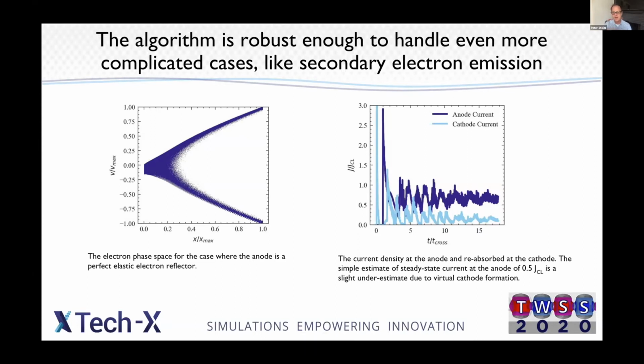But we were happy with that result. It showed that the algorithm is pretty robust. It can handle current going in both directions at the same time. So again, we were happy with that.